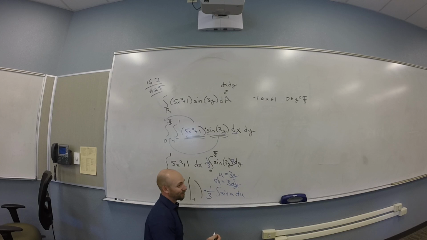Wouldn't you have to change them during u-substitution, but if you actually change it back later on, do you necessarily have to change the bounds still? No, so I don't care how you do this.